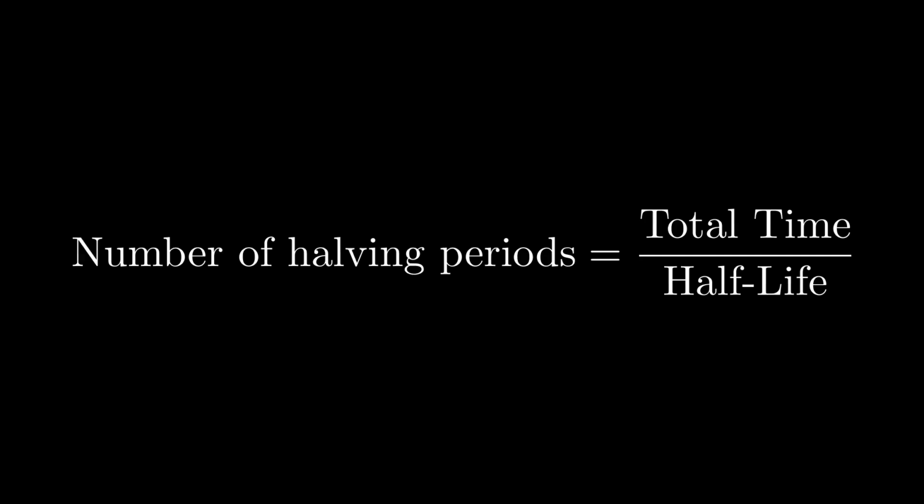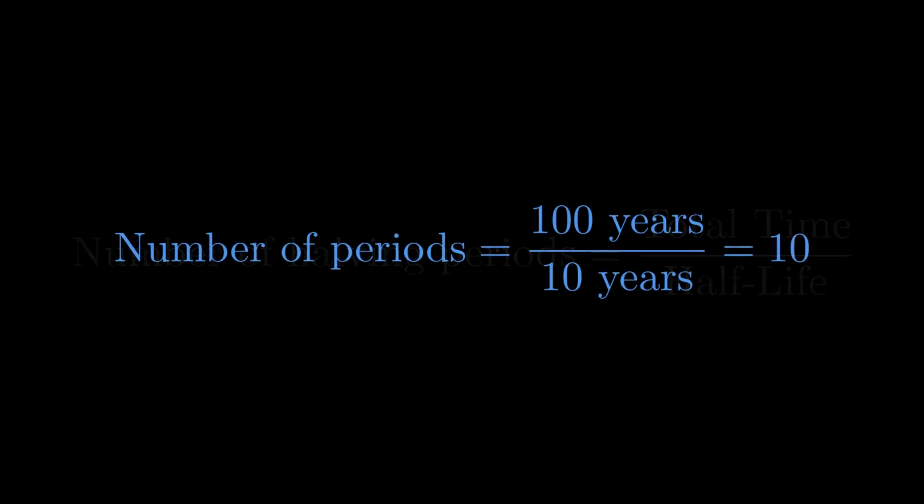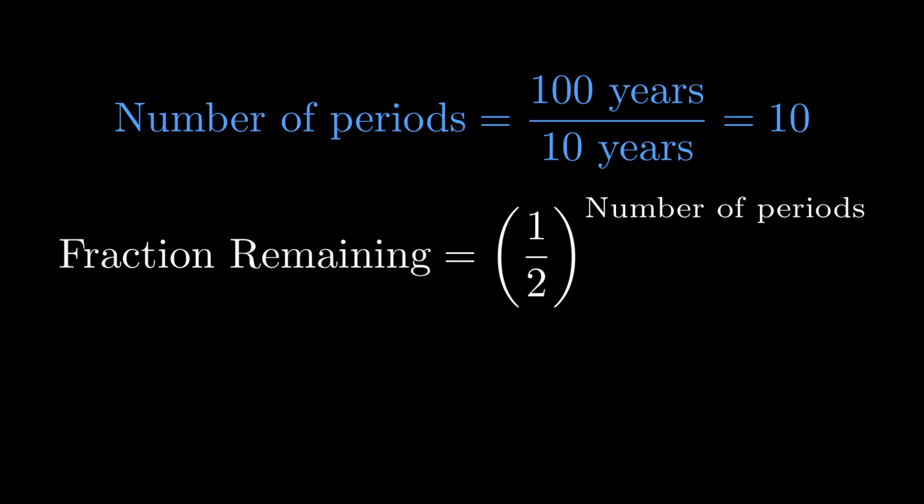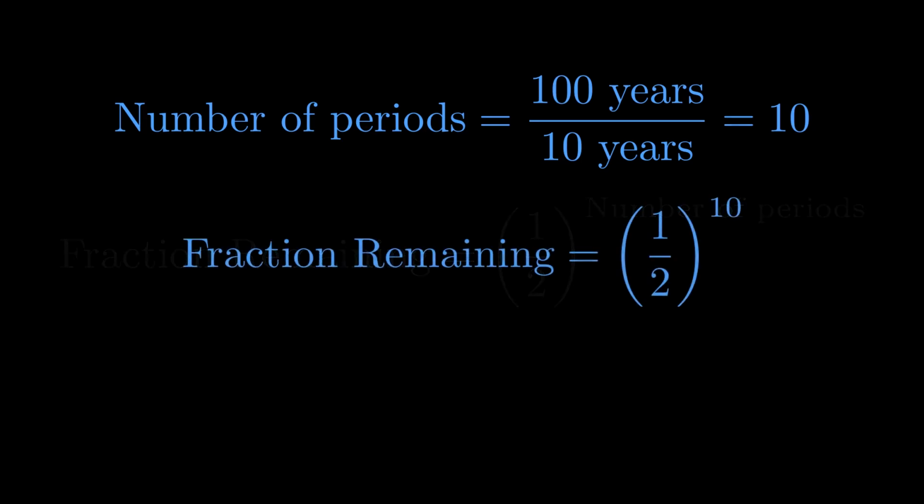We can find the number of halving periods by dividing the total time by the half-life of the element. In our case, 100 years divided by 10 years gives us exactly 10 periods. This means the element halves itself 10 times. So the fraction remaining will be 1/2 raised to the power of the number of periods. For our problem, this means we need to calculate 1/2 to the power of 10.